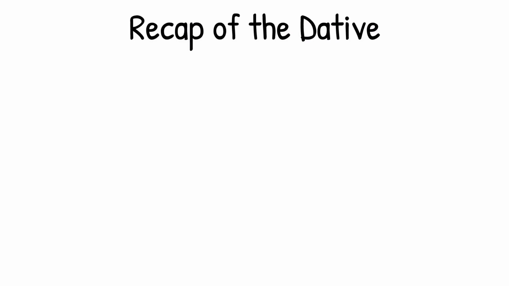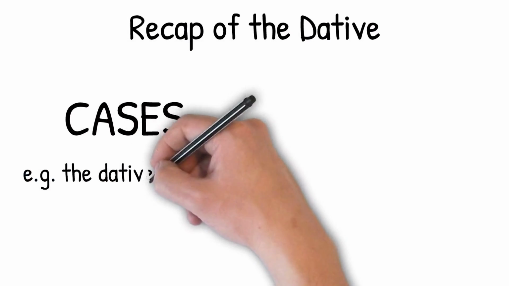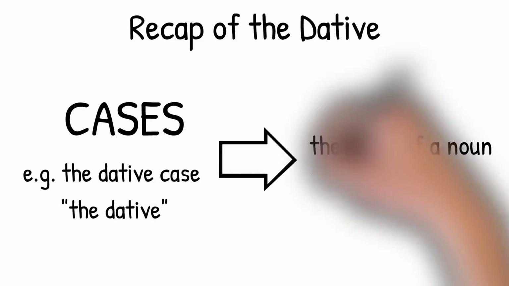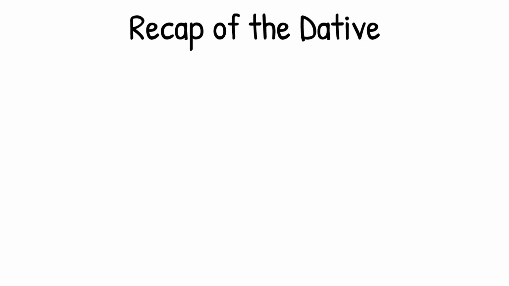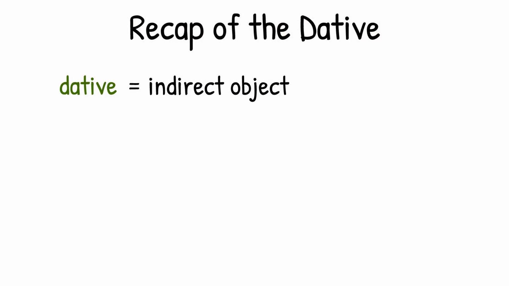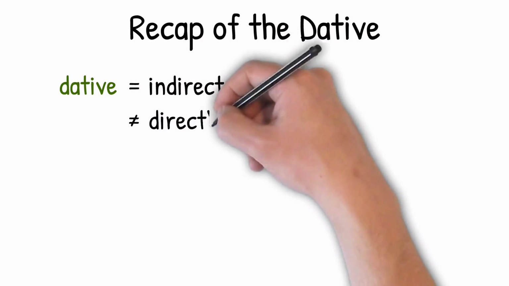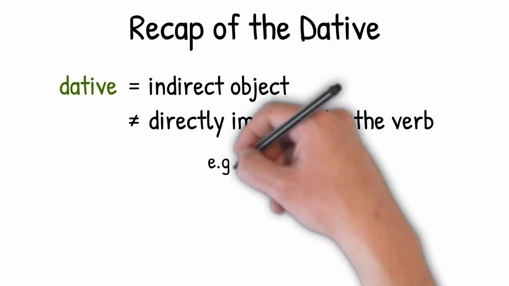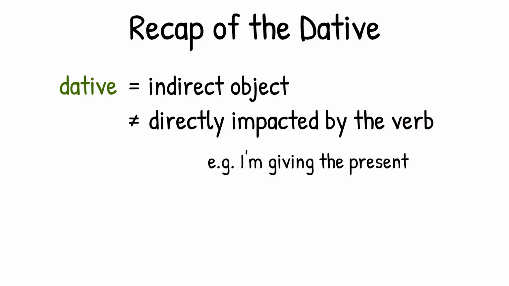Let's be very clear. When we're talking about cases like the dative case, or the dative for short, we are referring to the role of a noun in a sentence. If a noun is in the dative case, it is an indirect object. That means it is not directly impacted by the verb. For example, the sentence, I'm giving the present. In this sentence, we have a clear subject, I, we have a verb, am giving, and we have a direct object, the present. But until we add another person, we do not have anything in the dative case.